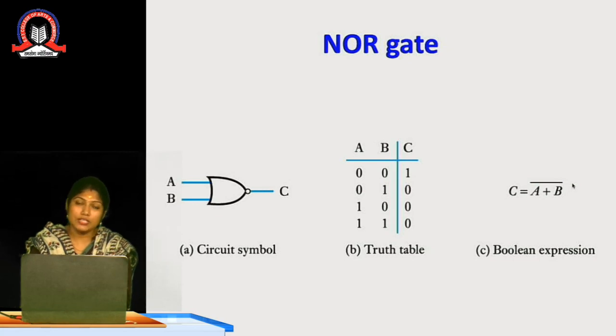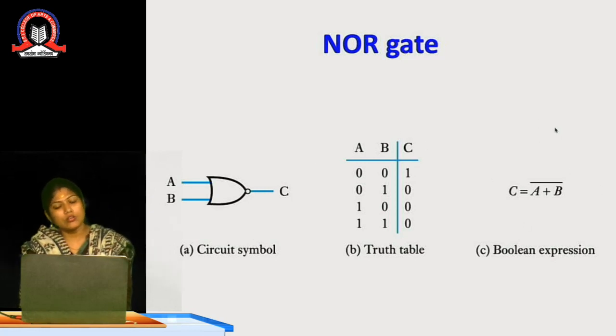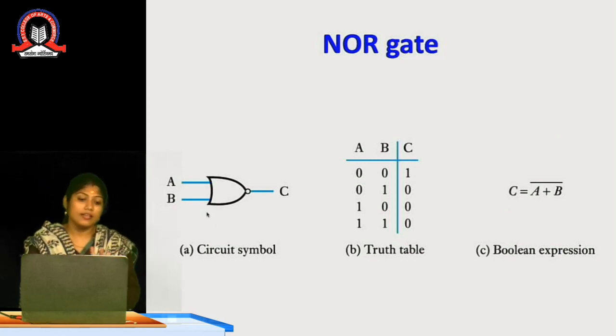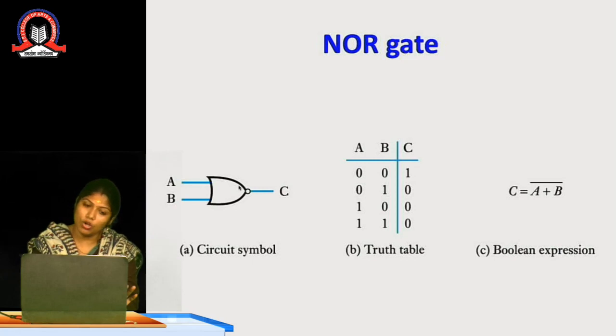Coming to the next gate, NOR gate. So this is the required symbol, truth table and Boolean expression. It is also called the logical expression. Look at the symbol. See, similar to the OR gate, but we have just added a bubble here. So the bubble indicates inverter. So this is the symbol of the NOR gate.